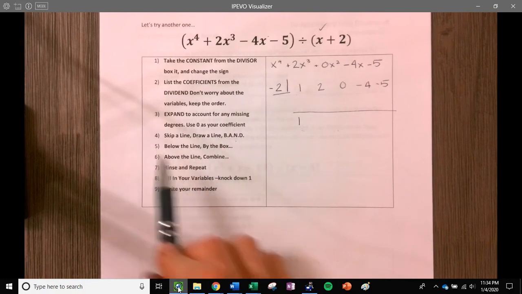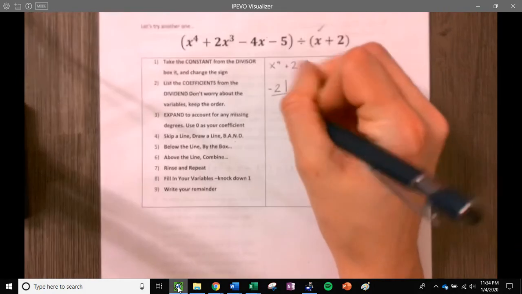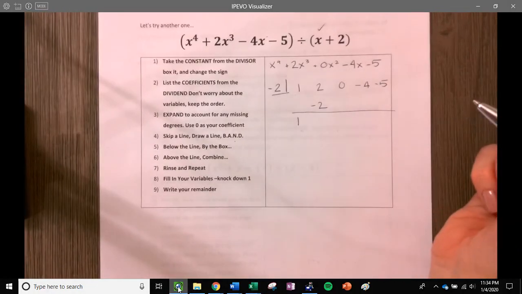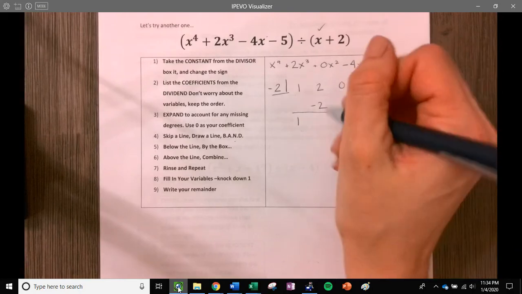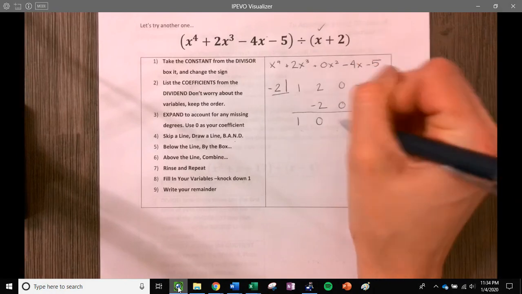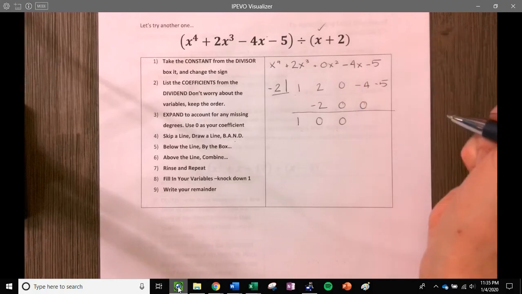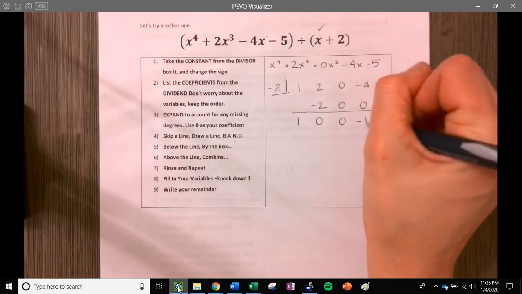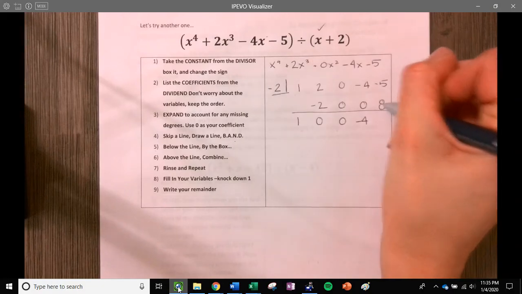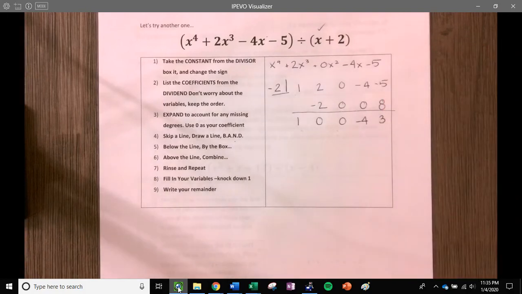Now here we are at step 5. Below the line, you multiply it by the box. That's going to give me 1 times negative 2 is negative 2. Anything above the line, you combine. 2 plus negative 2 is 0. 0 times negative 2, also 0. 0 plus 0 is 0. 0 times negative 2 is 0. We're on a roll here. Negative 4 plus 0, negative 4. Negative 4 times negative 2 is going to give me positive 8. And negative 5 plus positive 8 is going to give me a remainder of 3.